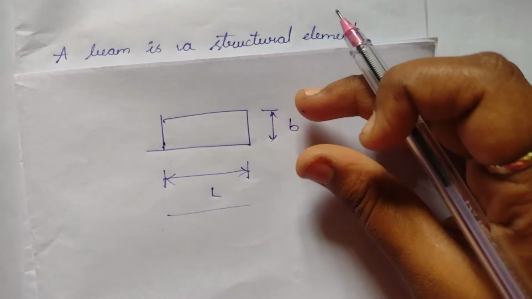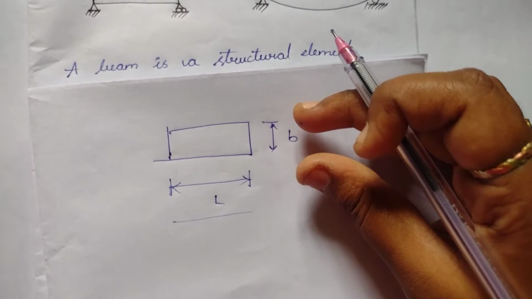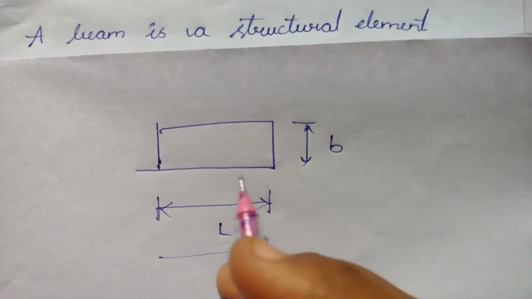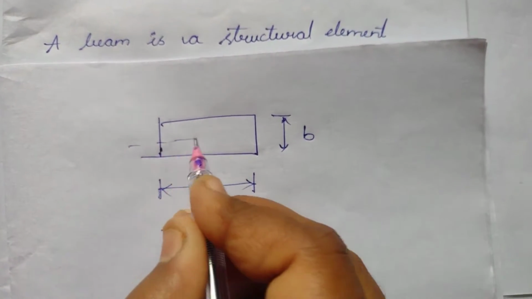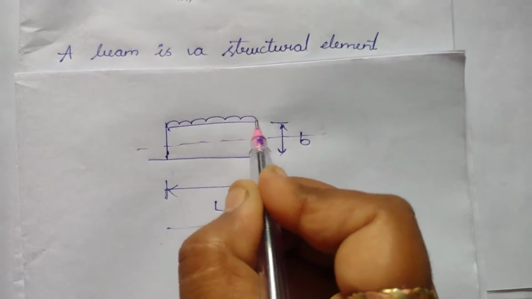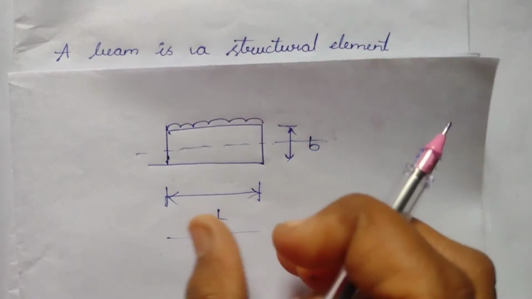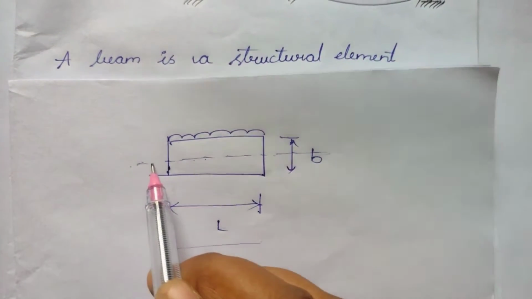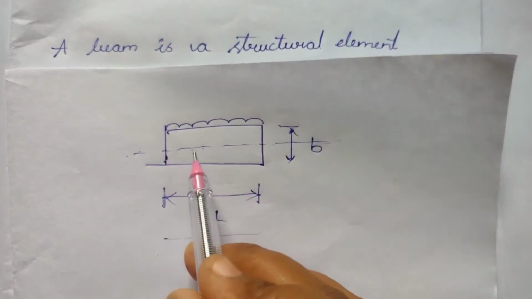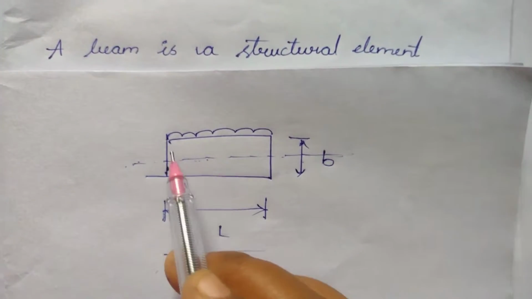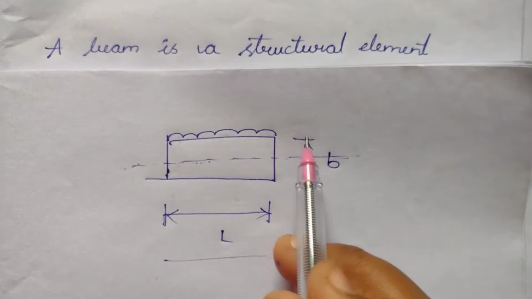This beam is subjected to transverse loading. The load is transverse to its longitudinal axis. Longitudinal axis of this beam is in this way, and the load is acting in a direction transverse to this longitudinal axis. The beam will have a longitudinal axis, that is an axis along the length of the beam. So to this axis, the load is acting in a transverse direction.